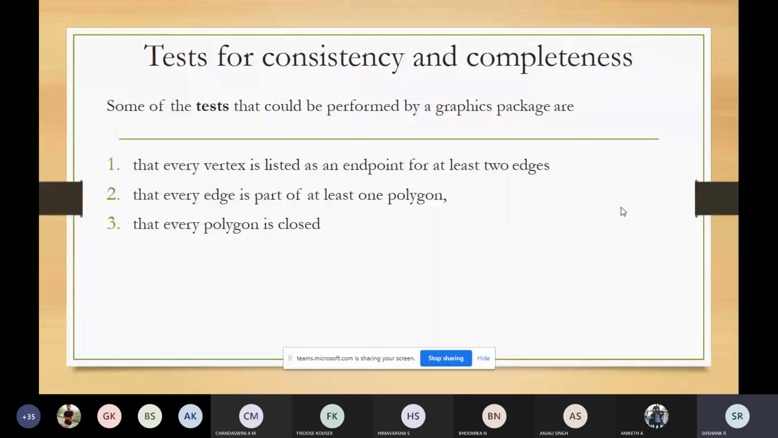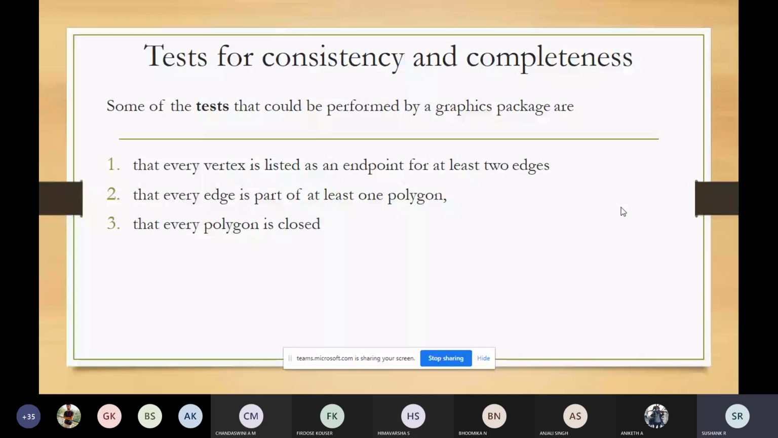But when the object is very complex, or if you're describing a complex scene, it might contain more vertices and edges, or an extensive listing of vertices and edges needs to be done. At that point, you should check for consistency and completeness. So for that, what are the tests? Every vertex is listed as an endpoint for at least two edges. Meaning, what is the first condition?